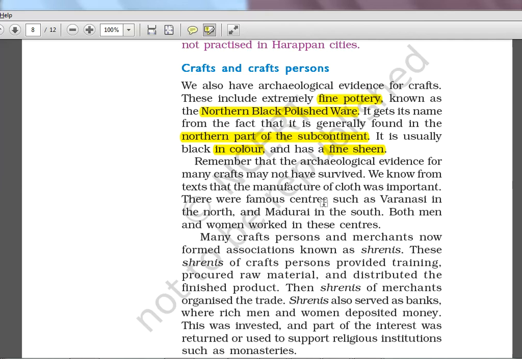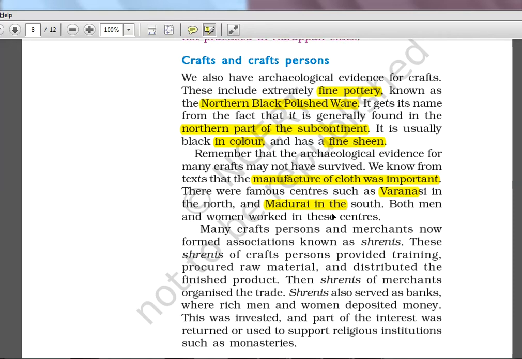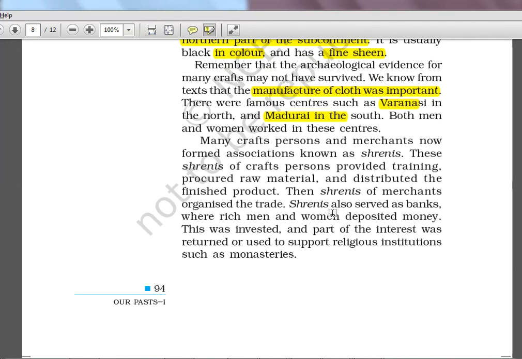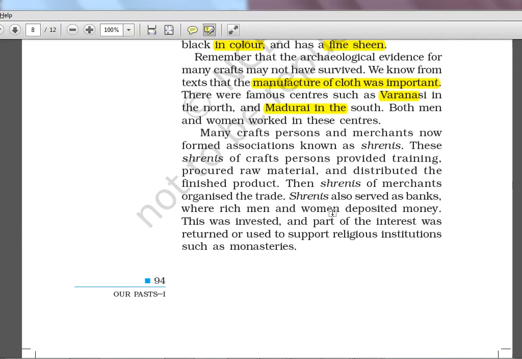Now, manufacture of cloth was important. Famous centers were Varanasi in the east, Mathura in the west. Even now we have those places very rich in craft works. Another important term, Shrenis. Shrenis actually means guild. You can tell a guild is like a group or association of the merchants. That is Shrenis.